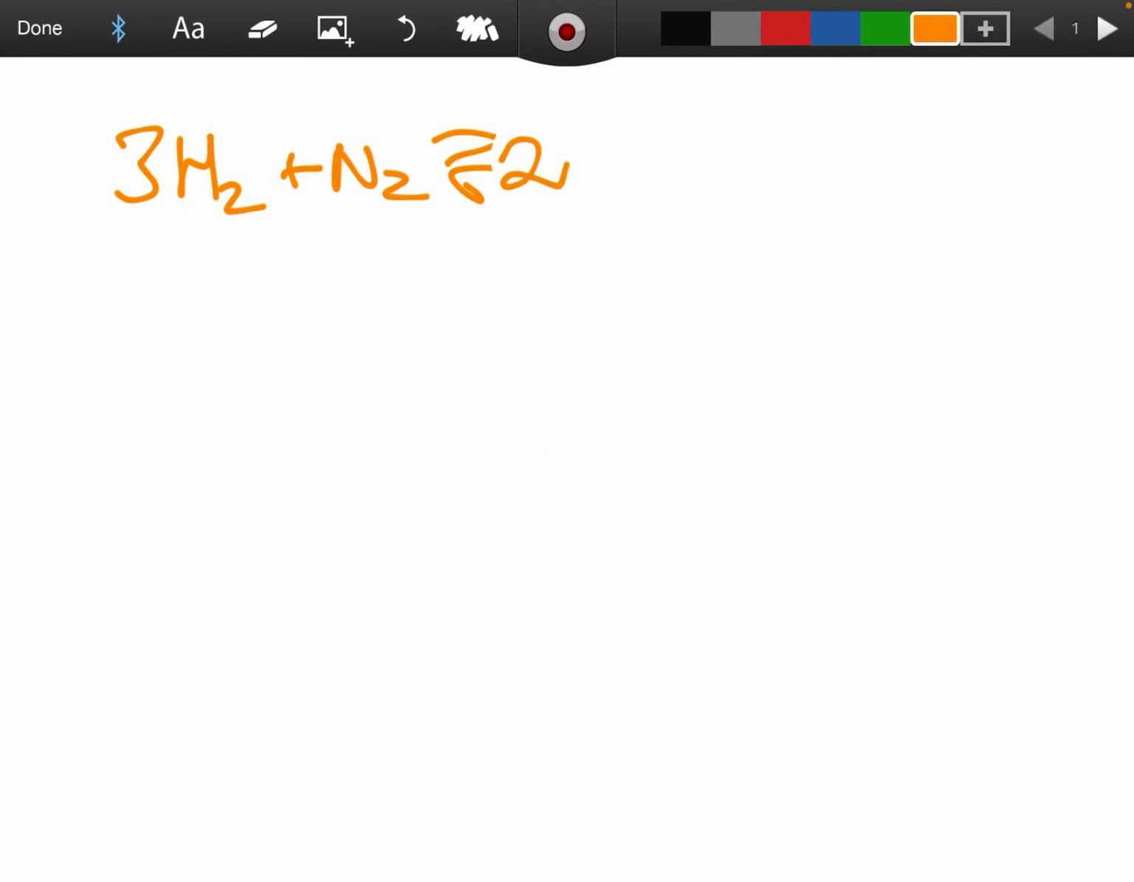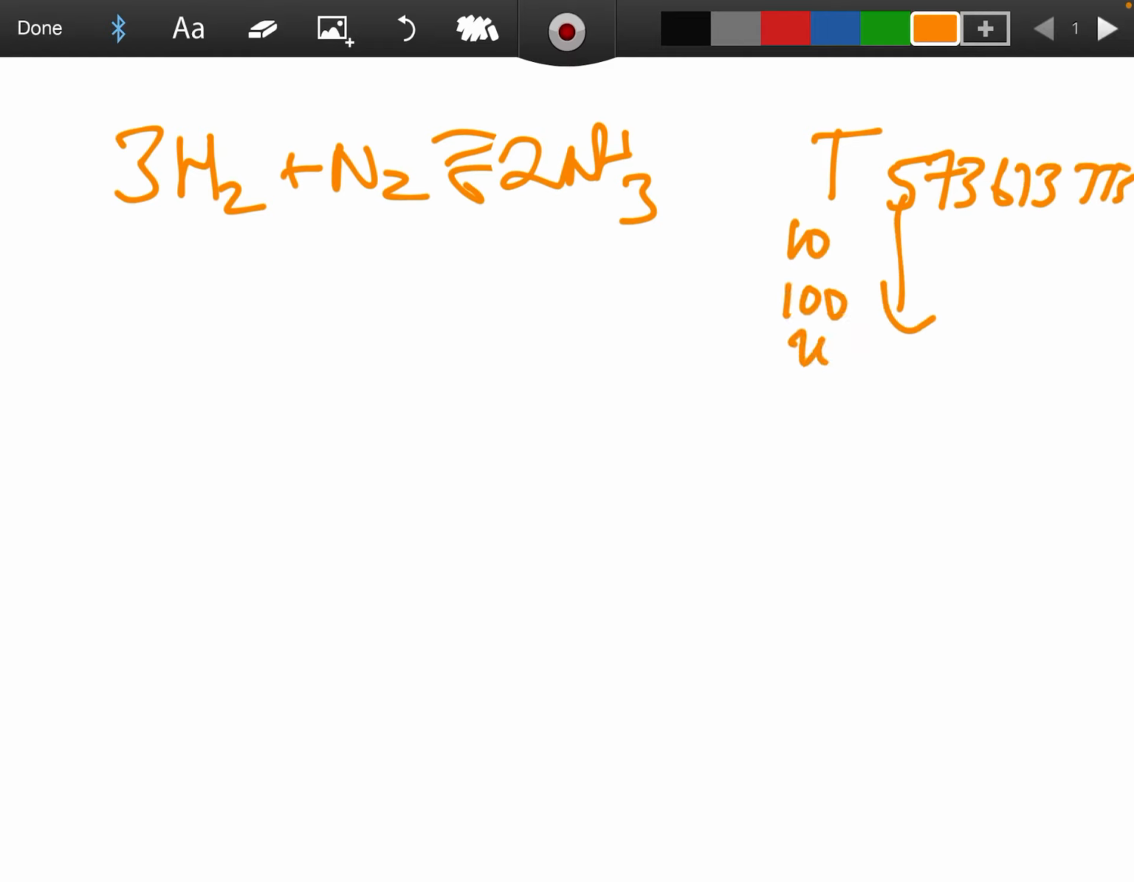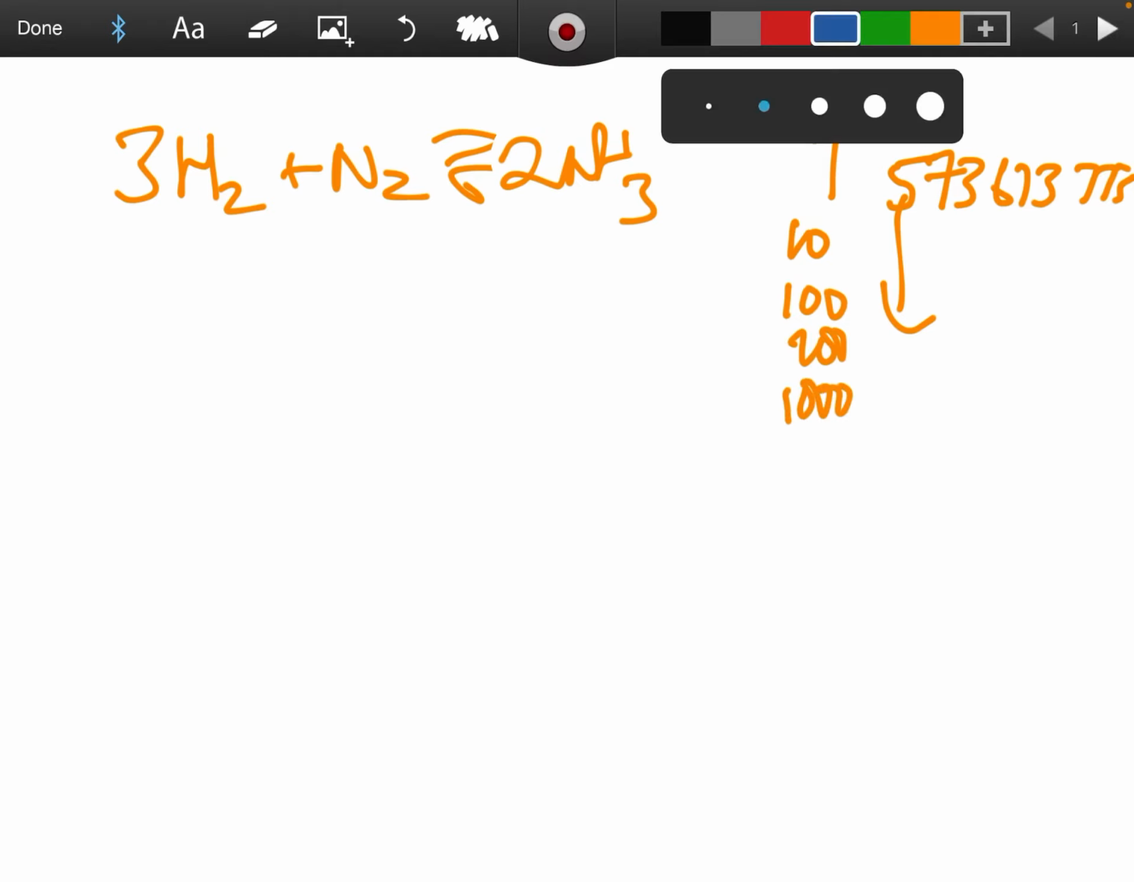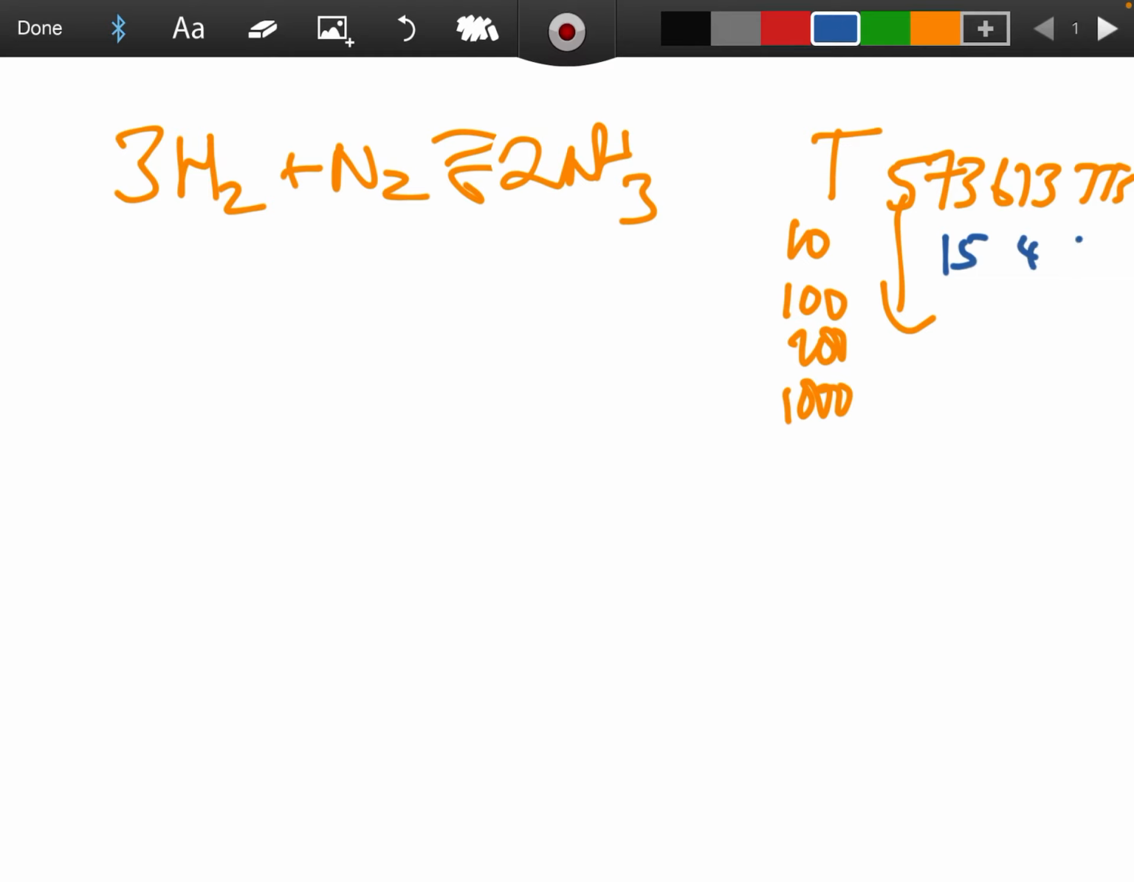Okay, so you have temperature here, 573, 673, 773, and going down, the pressure is increasing, 200. And then in the middle, they have the yield of ammonia. Okay, so 92 is down here, which is the biggest number.